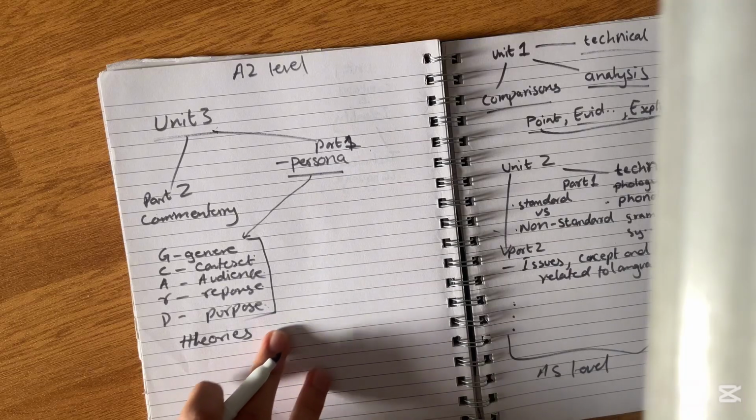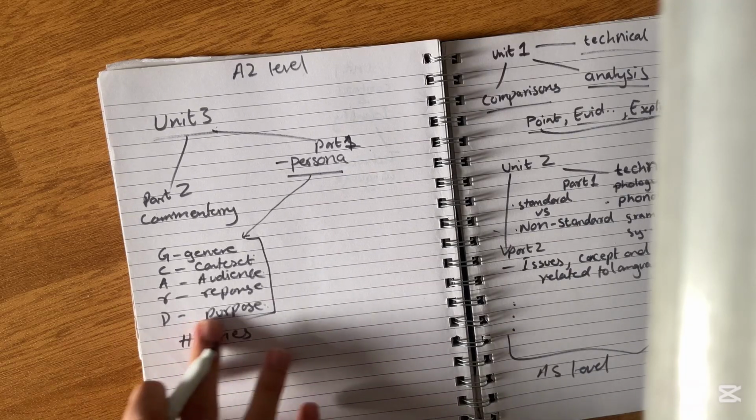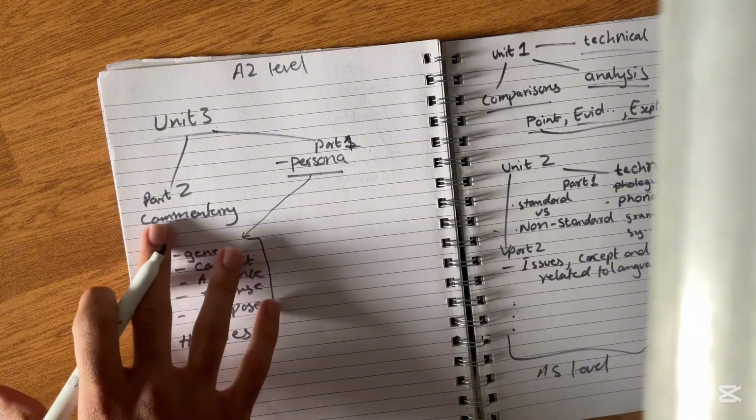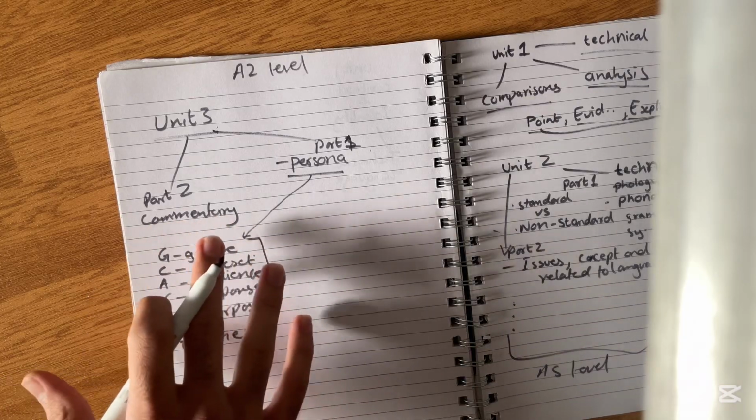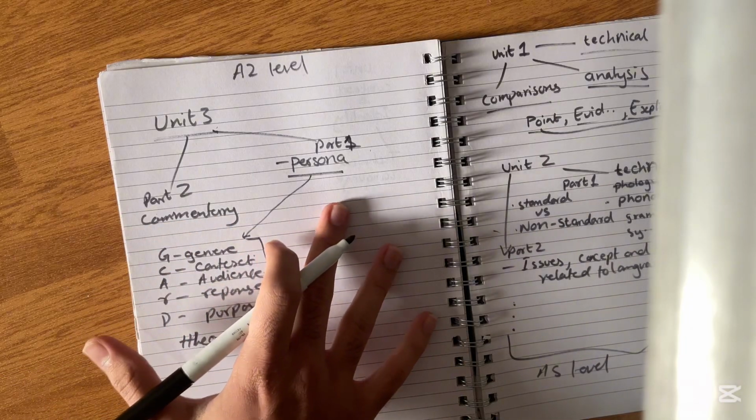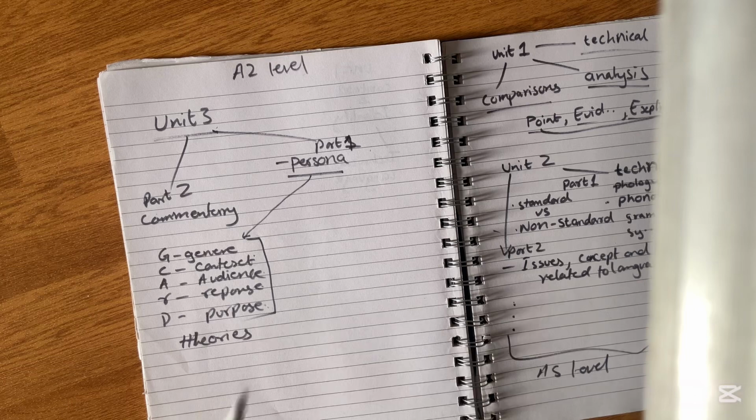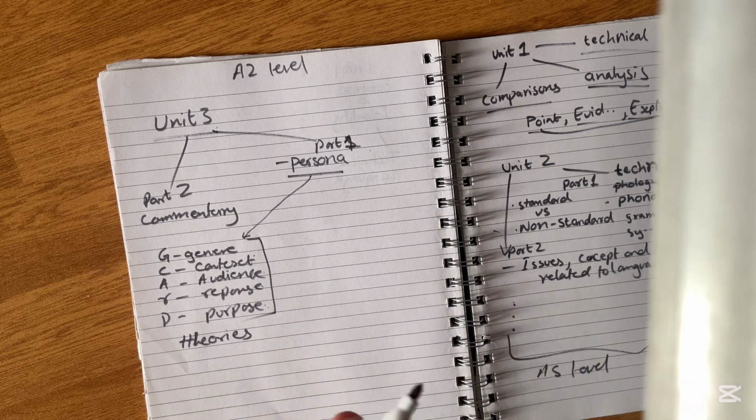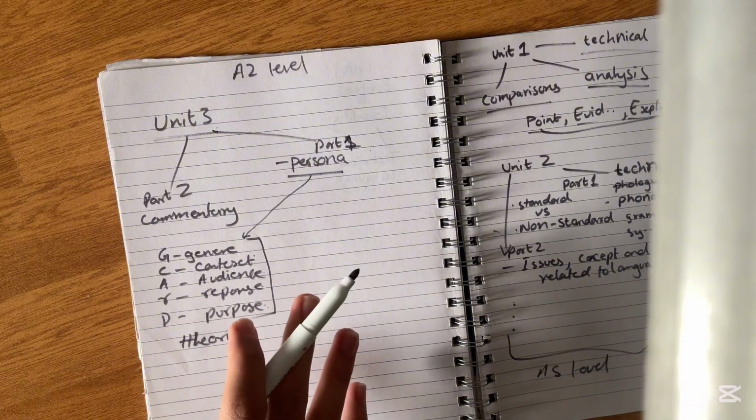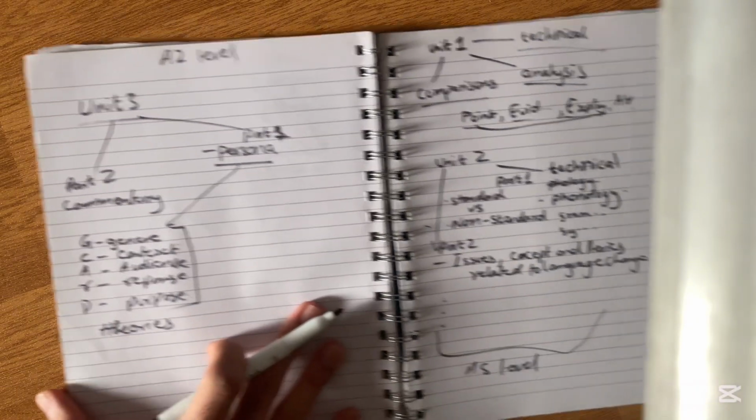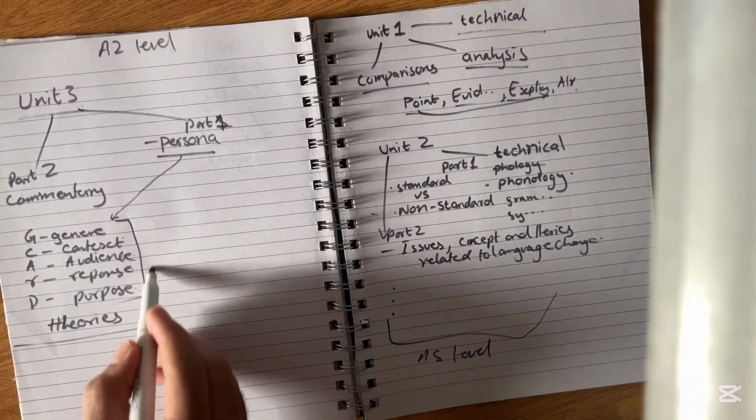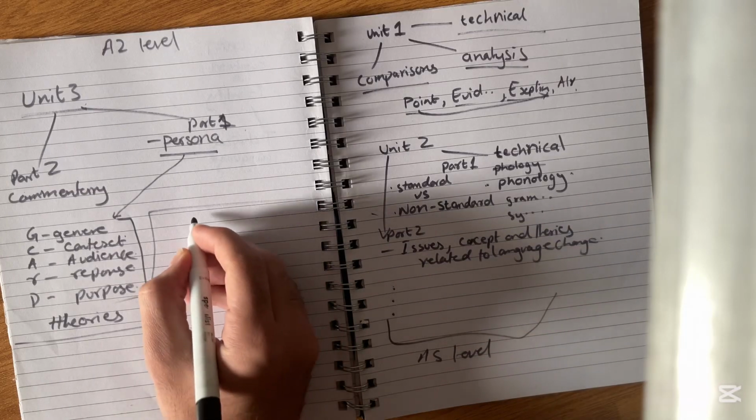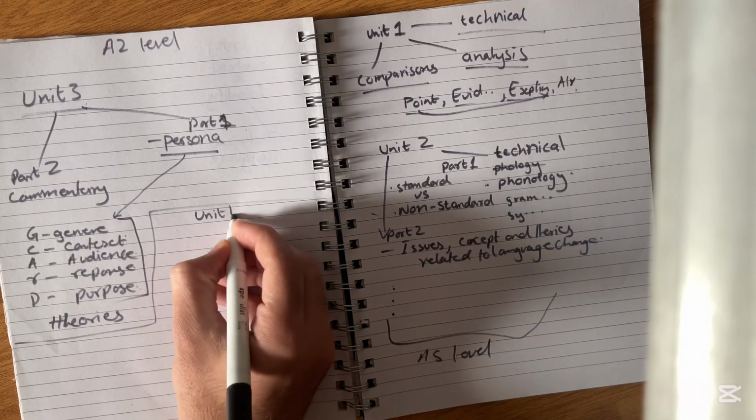If you've not got time, then I wouldn't recommend going into the theories, because you're mainly looking at your commentary on the text you've made in Part 1. Theories are supplementary. Try and include them, but don't force them where they can't be put. Okay, with that, let's move on to our last unit, Unit 4.